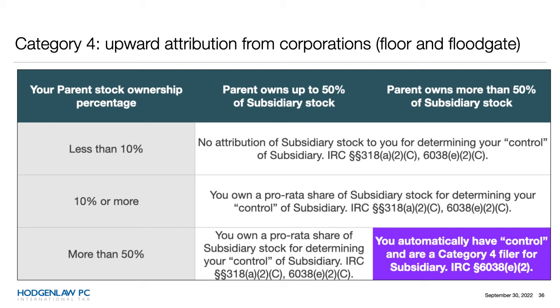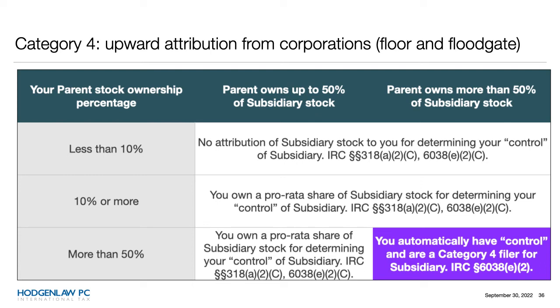So if your shareholdings in parent corporation are less than 10%, then there will be no attribution of subsidiary stock to you. So below 10%, don't worry about subsidiary. Don't worry about whether you need to include any stock for purposes of calculating, do I have control of subsidiary or not?